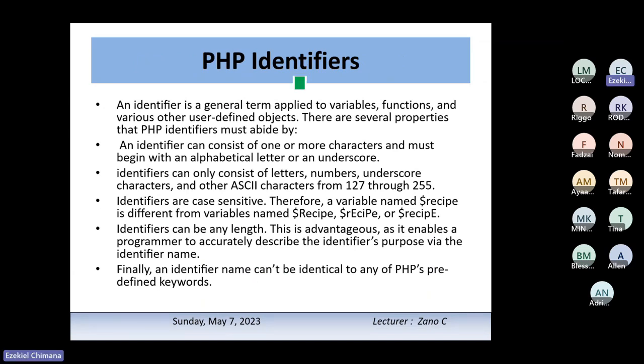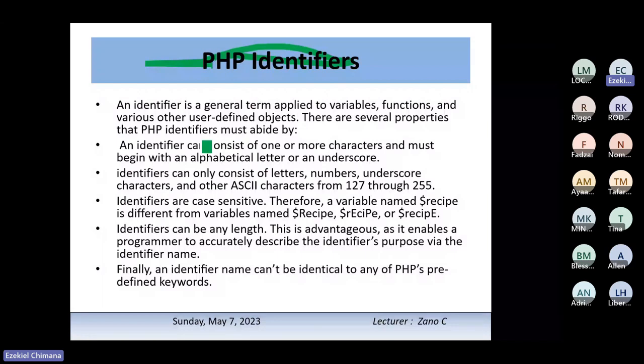Then there is the issue of identifiers. Maybe this is the part that you need to know: what is a legal identifier in PHP? Because remember, this differs from language to language, but the rest will remain the same. An identifier is a general term applied to variables, functions, and various other user-defined objects. There are several properties that PHP identifiers must abide by.